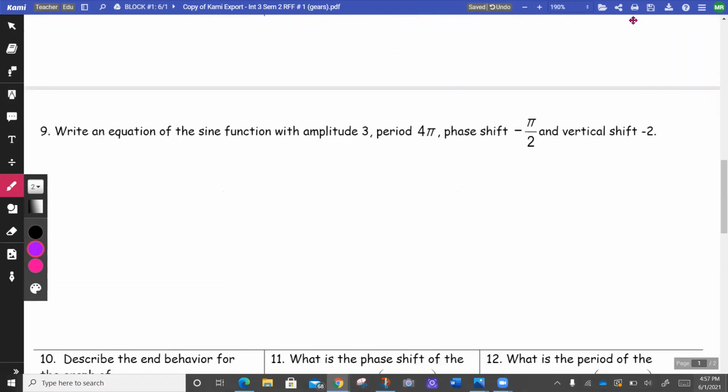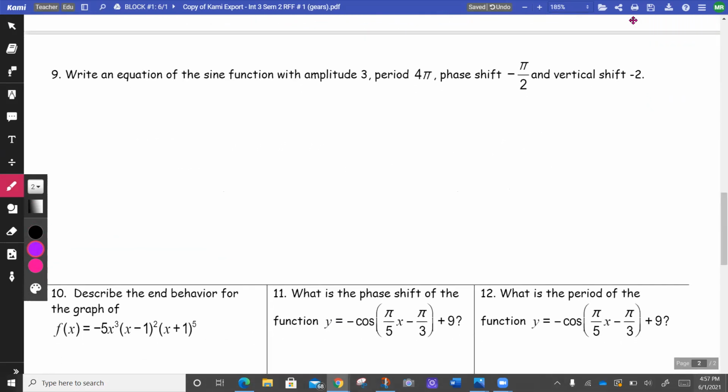Okay, on number 9, we want to write an equation of a sine function with an amplitude of 3, period 4 pi, phase shift negative pi halves, and vertical shift of negative 2. So it should be y equals a times sine b times x minus h plus k.